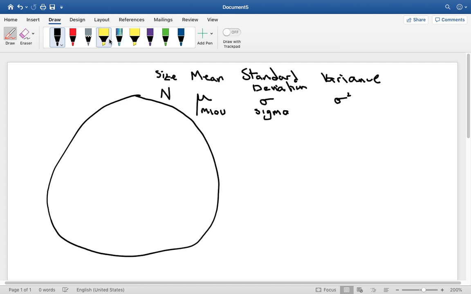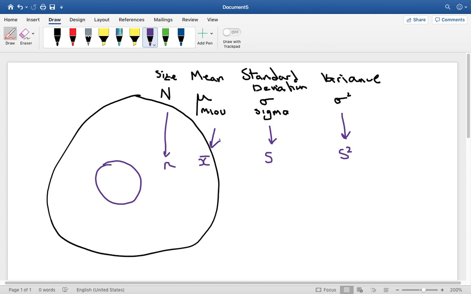So we have all those figures again for a sample. If we have a sample here, the size of the sample is lowercase n. The mean of the sample is an x with the bar on the top. The standard deviation of a sample is just s. And the variance of a sample is just s squared. So that's some useful notation for us to know.